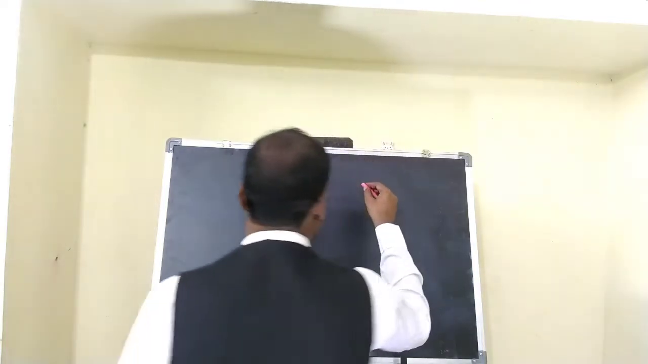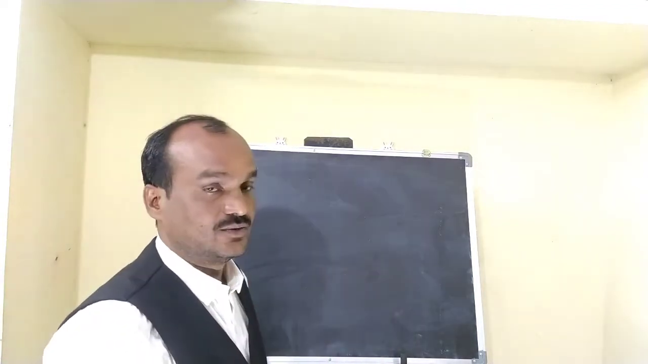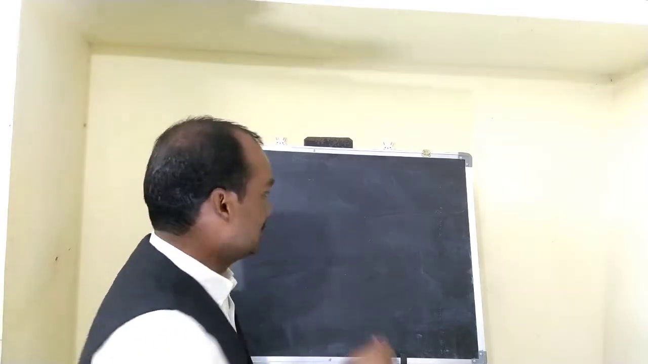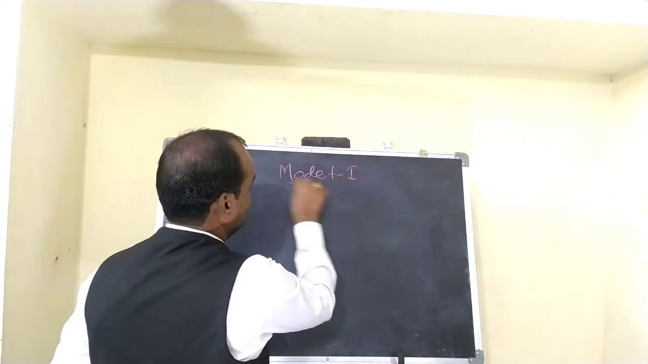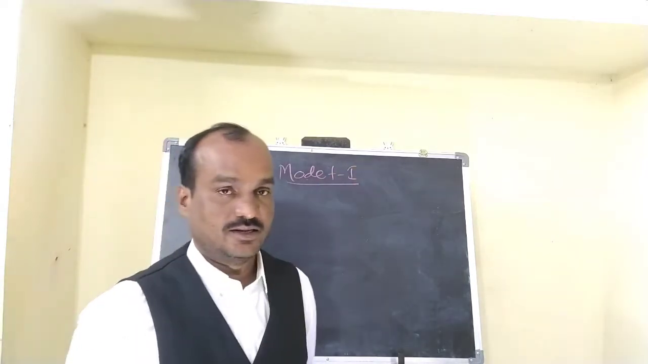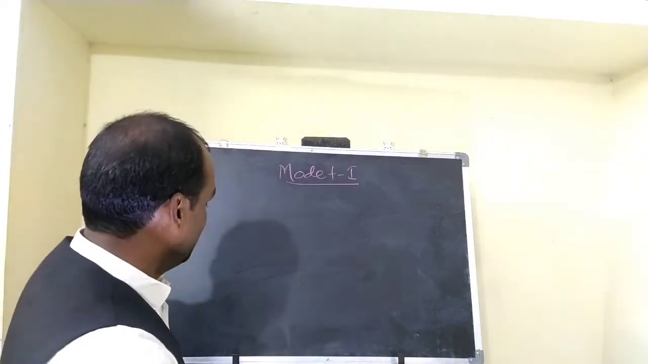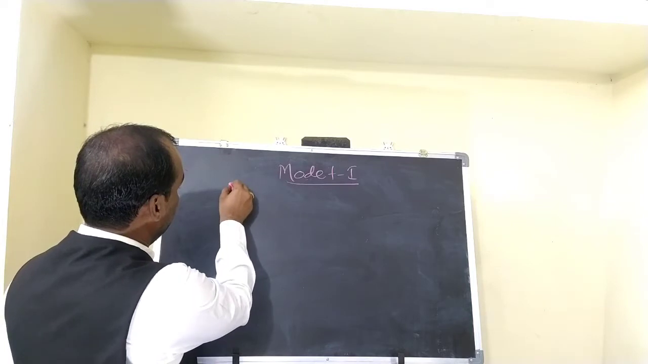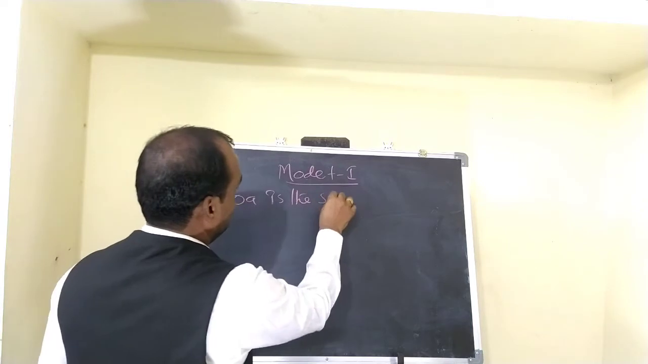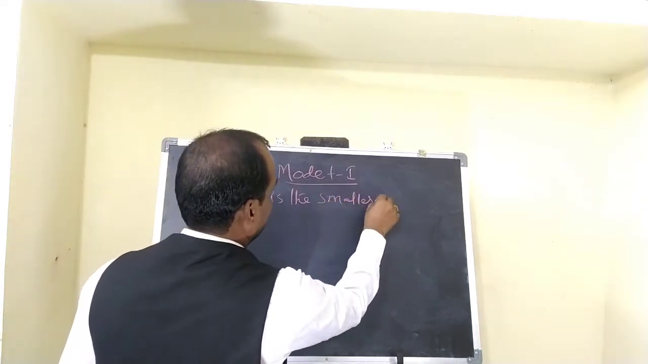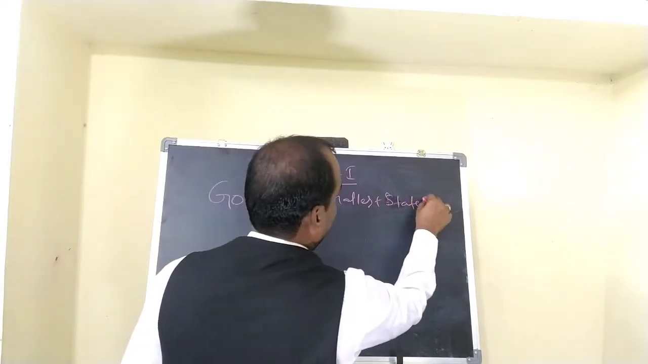So the topic is degrees of comparison: how to change one type of degree into another type. We have four models. I already introduced what model 1 is. By taking an example, I'll discuss how to change one type of degree to another type. So you see here, Goa is the smallest state in India.